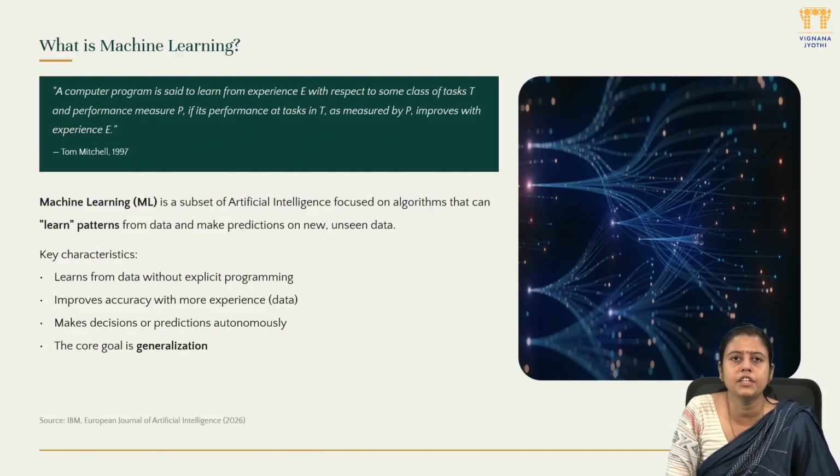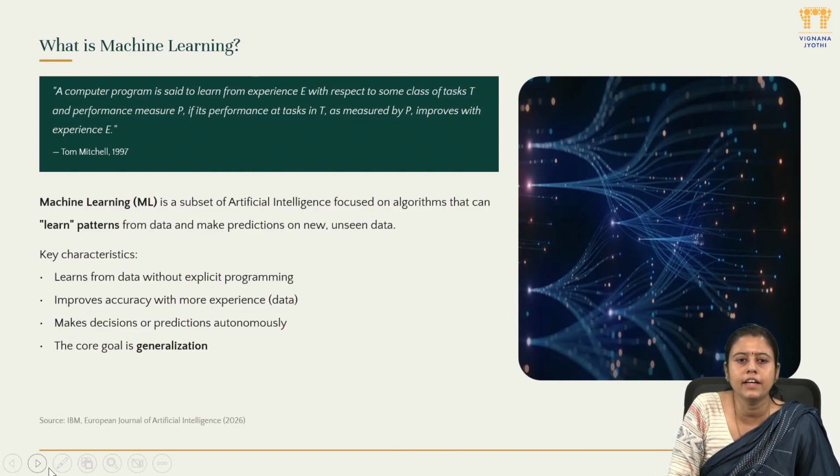According to Tom Mitchell in 1997, he gave a nice definition of machine learning. A computer is said to learn from experience E with respect to some class of task T and performance measure P, if its performance at task T, as measured by P, is improved by the experience E. So from there we can derive the definition of machine learning.